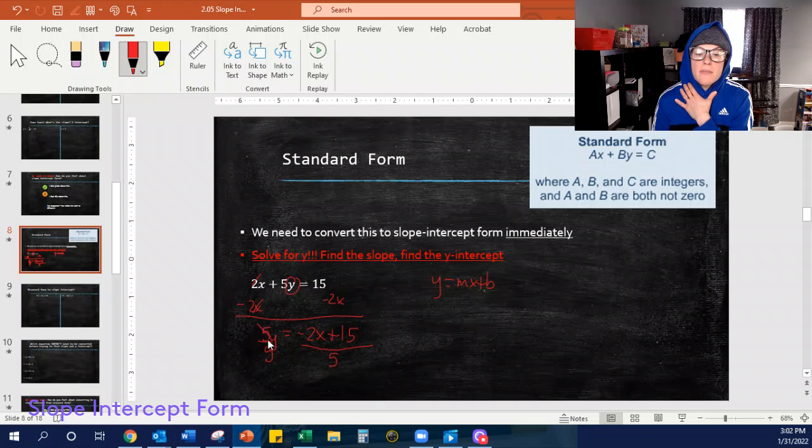5 divided by 5, that goes away. I'm left with y equals negative 2x divided by 5. Leave it as a fraction. I'm begging you. That is the best answer.